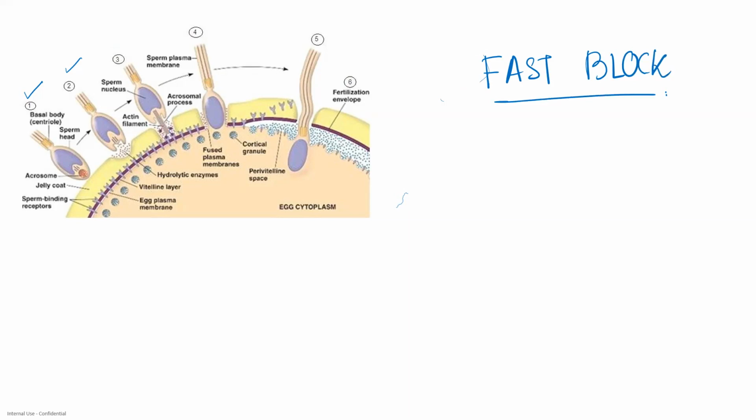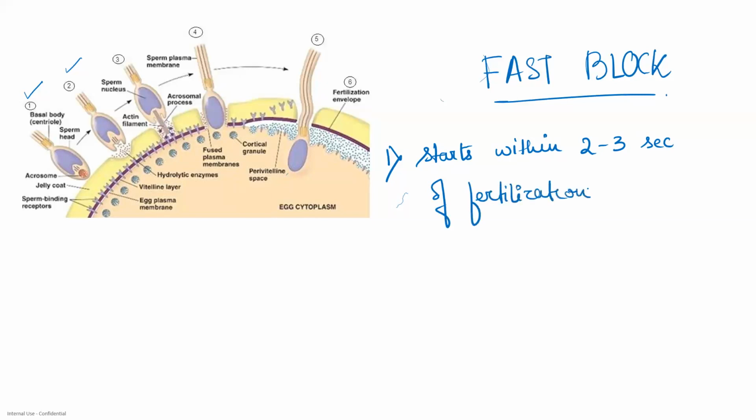Clear? Remember, this fast block to polyspermy starts within 2 to 3 seconds of fertilization. That is why we call it fast. It's very fast. There is no delay. Immediately it kicks off. The process gets kicked off. It starts. What happens here?